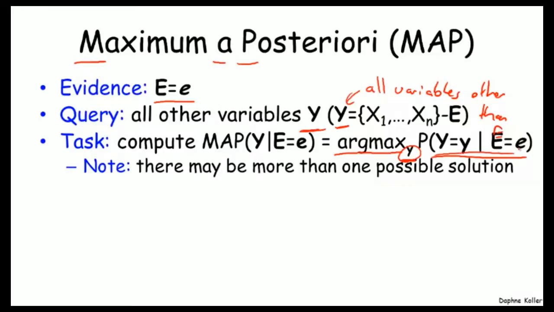Now, note that in some cases, this maximizing value might not be unique. That is, there might be several different assignments, say y1 and y2, that give the exact same probability, and so the MAP is not necessarily a unique assignment.